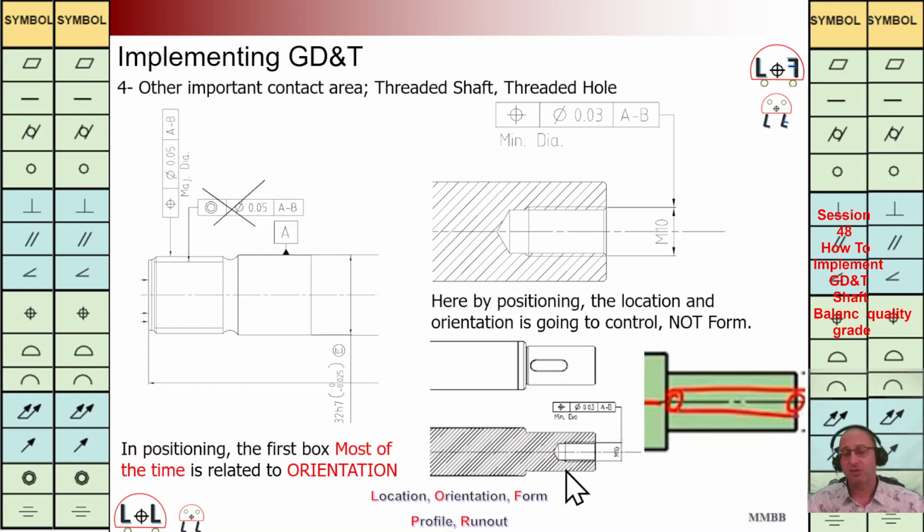At another end, we are going to have threaded hole, and for threaded hole it is good to write this minimum diameter to control the coaxiality of the axis of this threaded hole with respect to AB axis with this TZ.